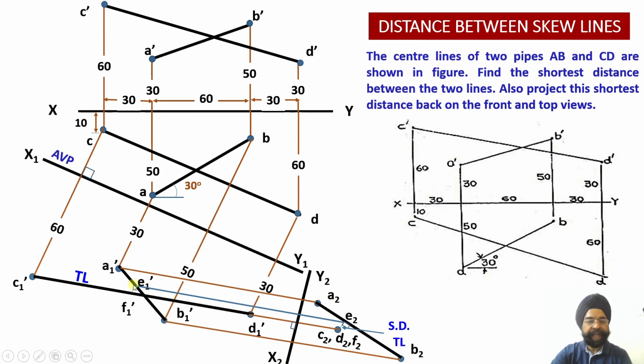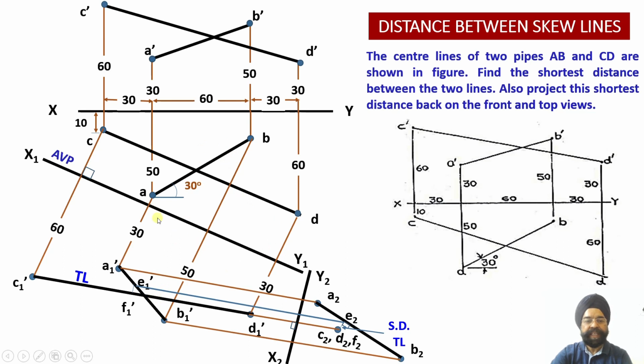So my apparent length E1' F1' being parallel to the plane of projection, whatever projection is obtained onto this plane, E2F2 will be the true length of the shortest distance. Now, having obtained E1' on A1'B1' and F1' on the line C1'D1', I want to project both of these lines backward.